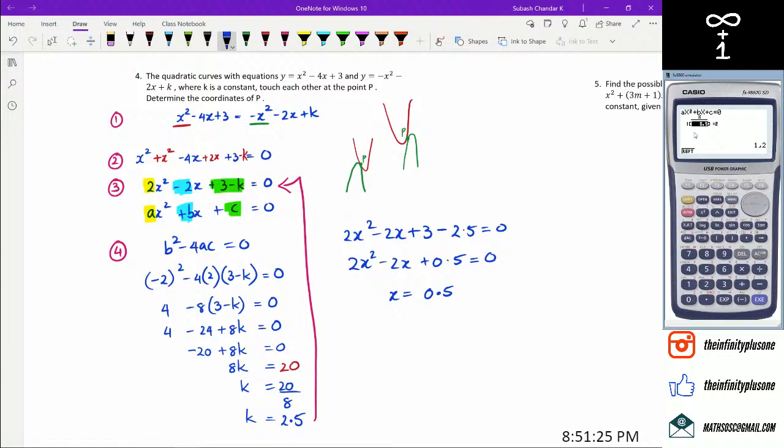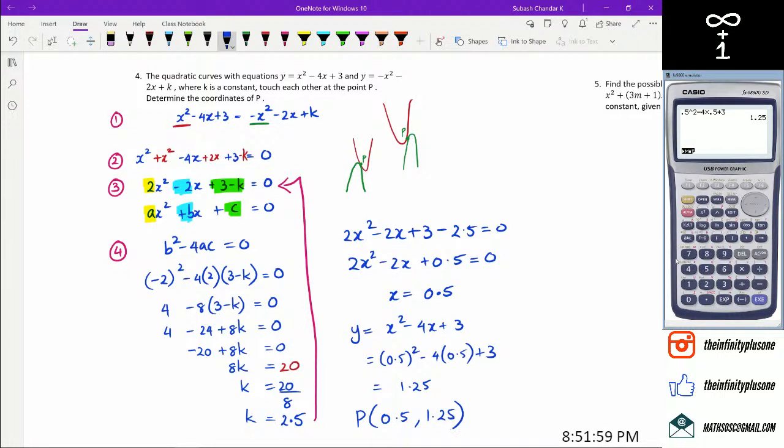Then we've got to figure out what y is. So y is equal to x squared minus 4x plus 3. You could use either equation, it doesn't really matter. So 0.5 squared minus 4 times 0.5 plus 3 gives me 1.25. So the coordinates of P are 0.5 and 1.25.